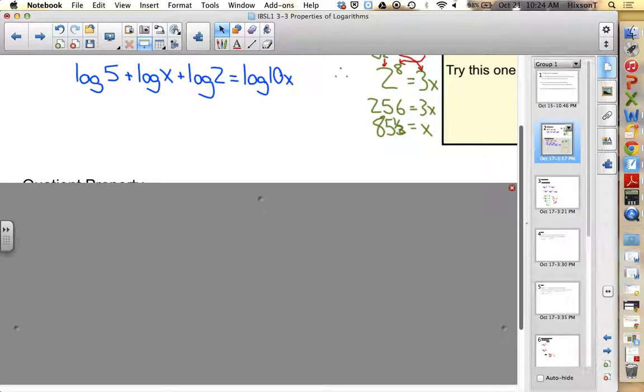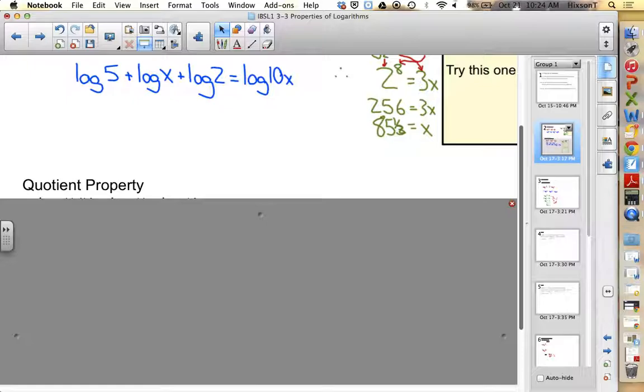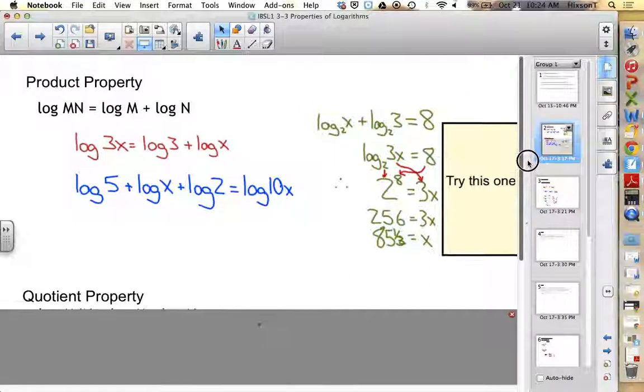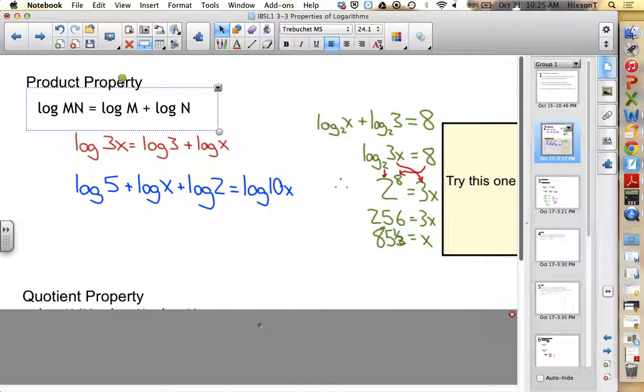So then we have the quotient property. Before I show this one to you, let's think about this. Remember, logarithms give you exponents, right? When you had the same base and you multiplied things together, what did you do with the exponents? You added them, right? We're multiplying two things together. We add the exponents. Isn't that what we're doing here?